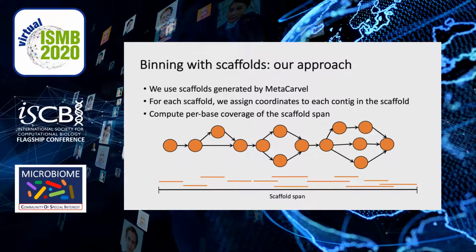To use scaffolds with existing metagenomic binning methods, we needed a way to accurately estimate scaffold coverage. So for each scaffold component from MetaCarvel, we assign coordinates to each contig based on the distance estimates from the edges and the contig orientation in the scaffold graph. Once all contigs have coordinates relative to the first contig in the scaffold, we compute per base depth of coverage for the scaffold. We also have a misscaffolding detection subroutine that breaks up scaffolds when median coverages of the two groups are vastly different.